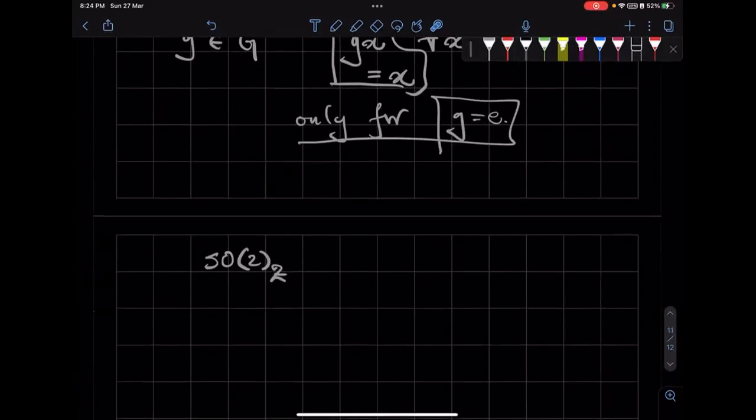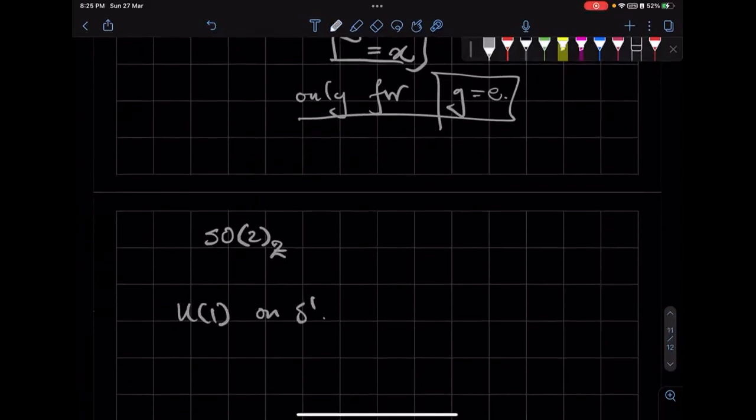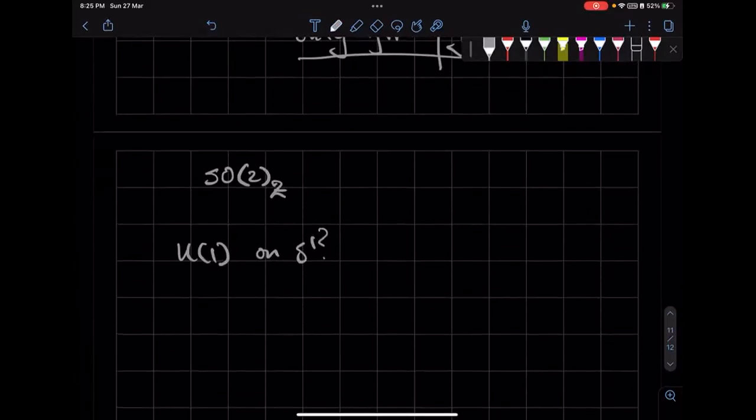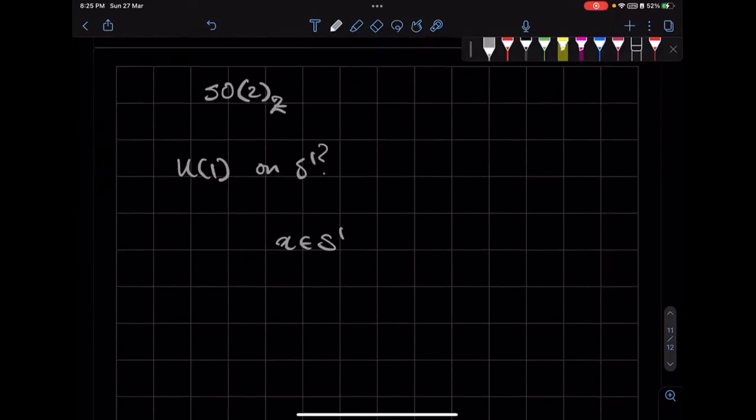So what about the action of U(1) on S1? If I take some point, say X in S1, and if I apply all the G's on this X, the only time when this will be true is when G is E, right? Okay.